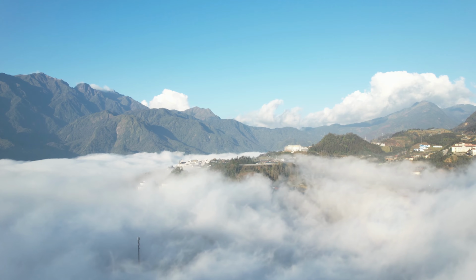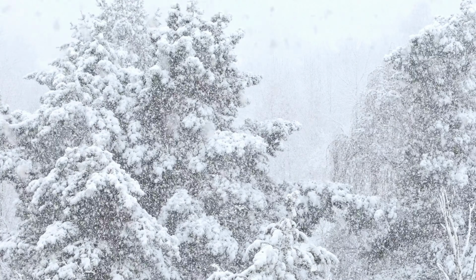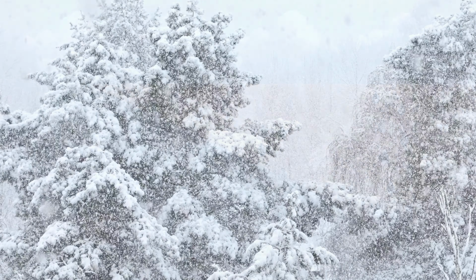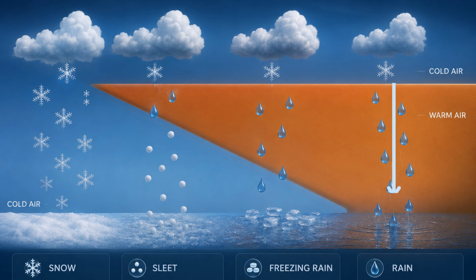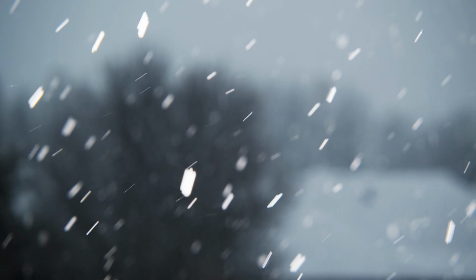If most of the air between the cloud and the ground remains below freezing, the crystals survive their journey and land as soft, fluffy snow. If they pass through a deep layer of warm air, they melt into raindrops. And if those raindrops encounter freezing air again before reaching the ground, they can refreeze into sleet. Every winter storm is shaped by this delicate balance of temperature high above our heads.